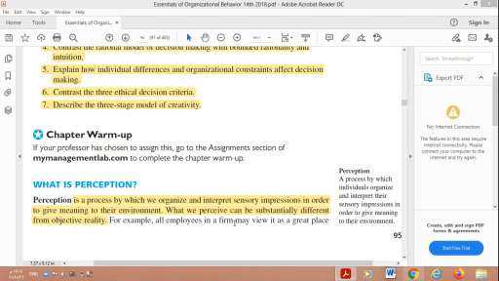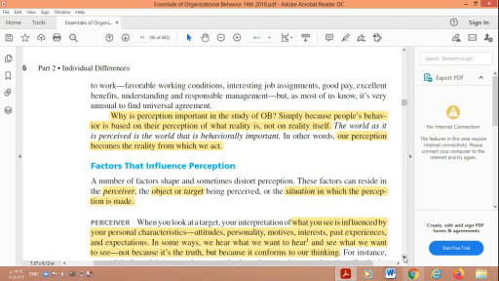For example, all employees in a firm may view it as a great place to work because it contains favorable working conditions, interesting job assignments, good pay, excellent benefits, understanding and responsive management. But as most of us know, it is very unusual to find a universal agreement. Why? Because the employees' or the individual's perception is different from one person to another according to the job that they are assigned. Okay, why is perception important to the study of organizational behavior?